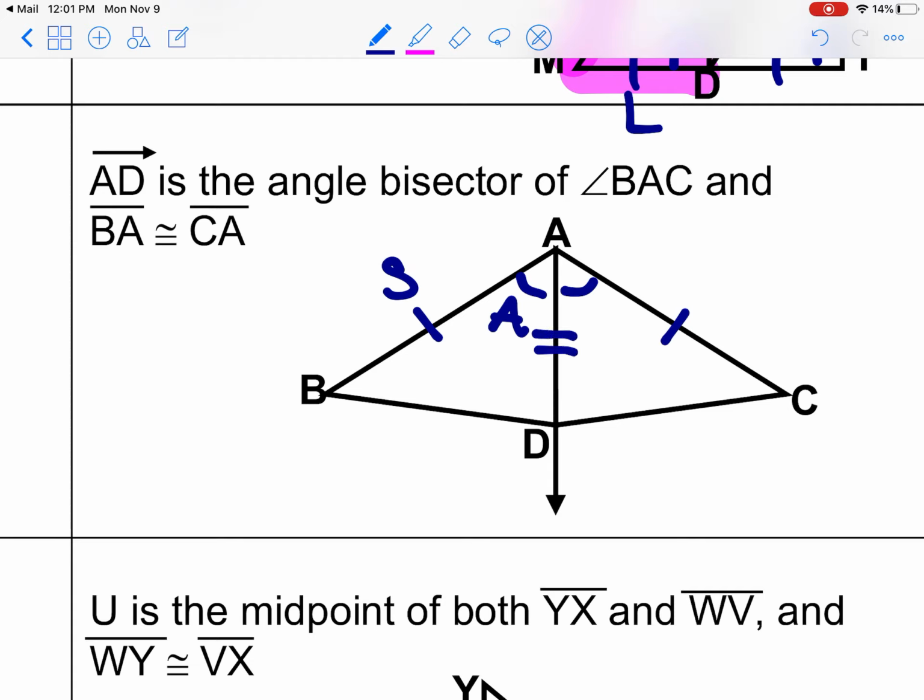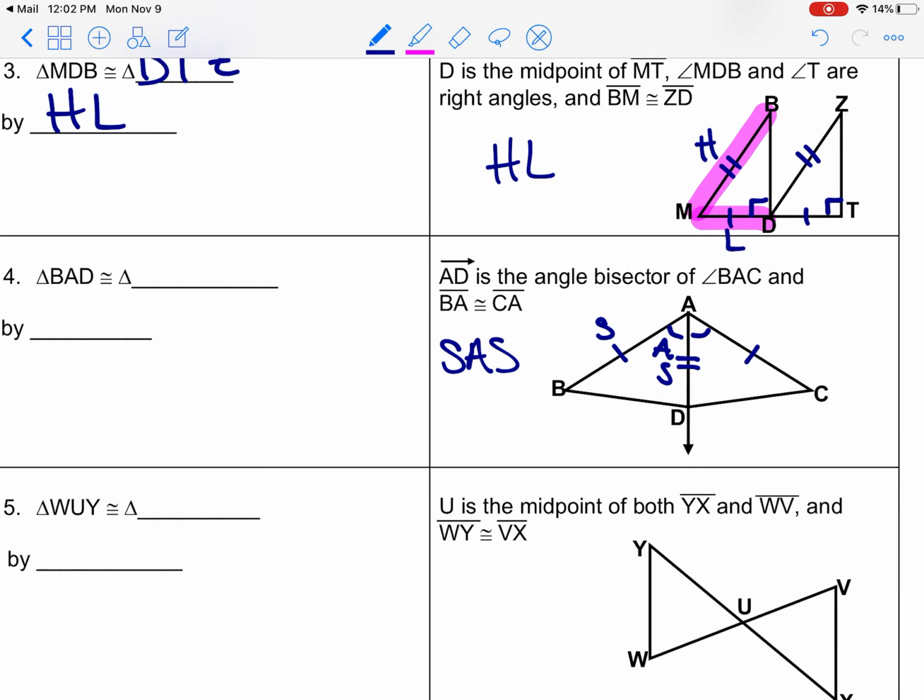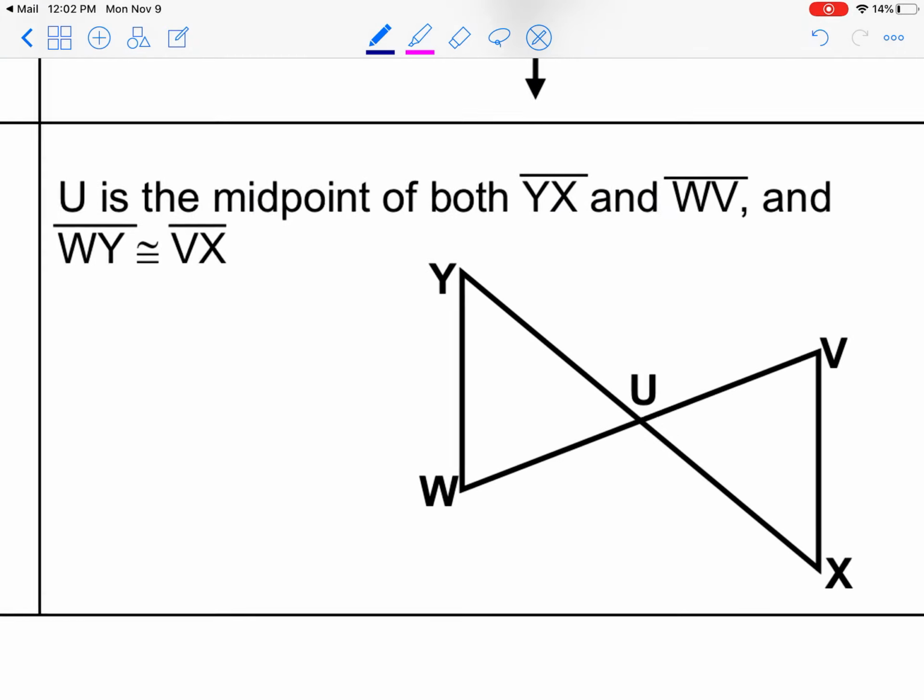Do we have vertical angles? No. Do we have a shared side? Yes. So here's our shared side, so we know we're going to use side angle side. So here we go. We start with B, so the other one starts with C, go to A, and then finish out with D. And we know they're congruent because of side angle side congruency.